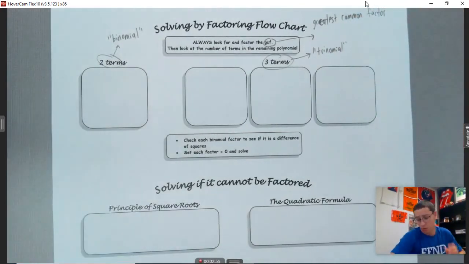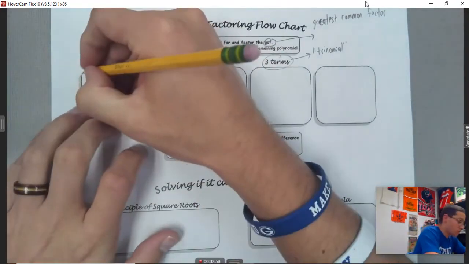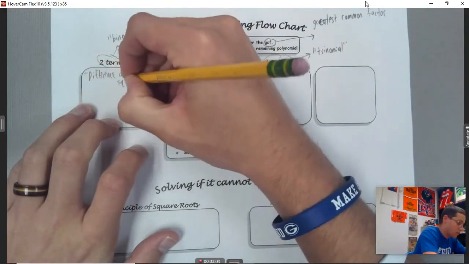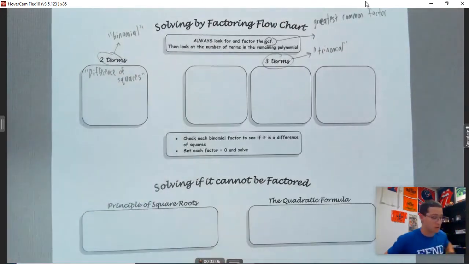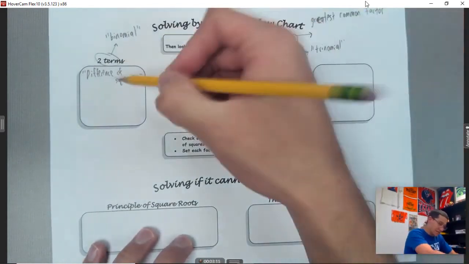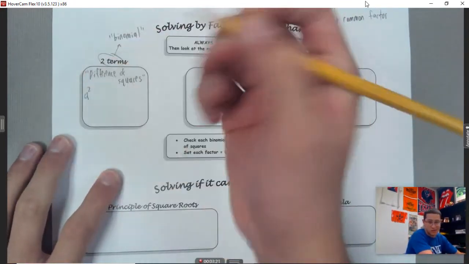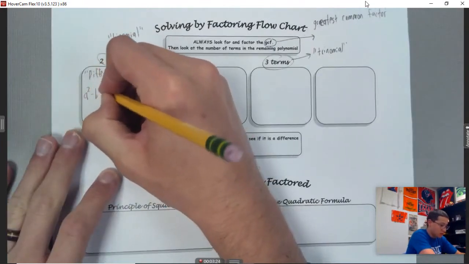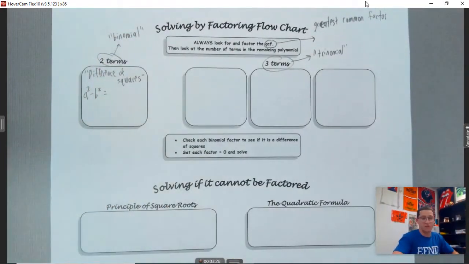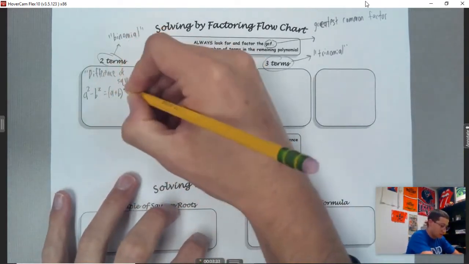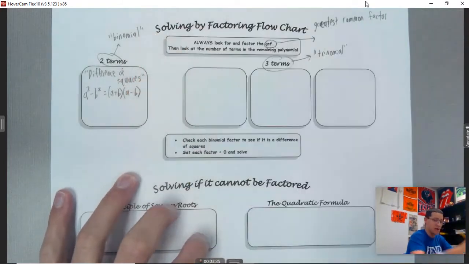Cool. When it's two terms, this is what we call difference of squares. If something is factorable, and it only has two terms, and it's not a GCF, it is difference of squares. Now what a difference of squares is going to look like is something in this form: a squared minus b squared. And in order to factor that, I'm going to have a plus b, and I'm multiplying that by a minus b.